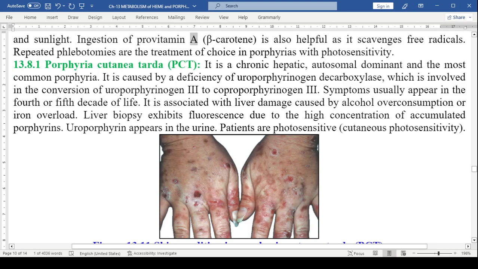Ingestion of provitamin A, beta-carotene, is also helpful as it scavenges free radicals. Repeated phlebotomies are the treatment of choice in porphyrias with photosensitivity.